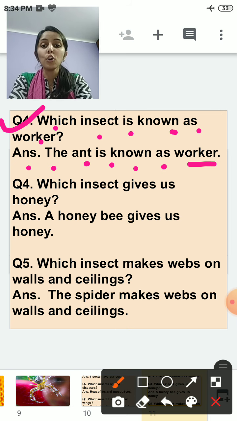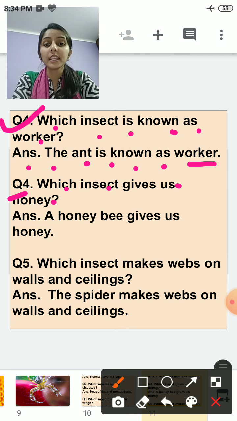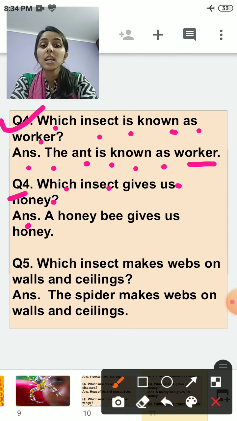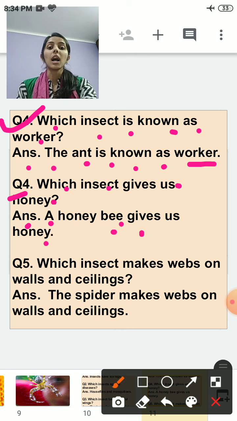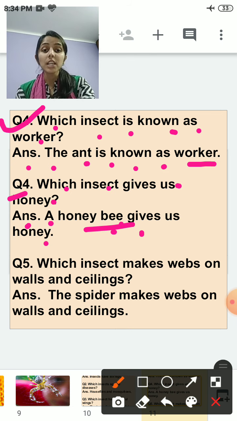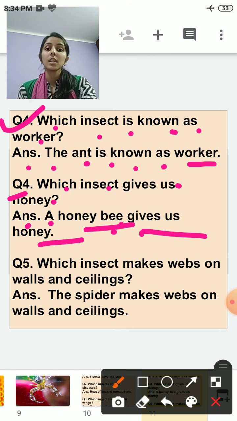Now, fourth question. Which insect gives us honey? Answer is, honeybee. A honeybee gives us honey.